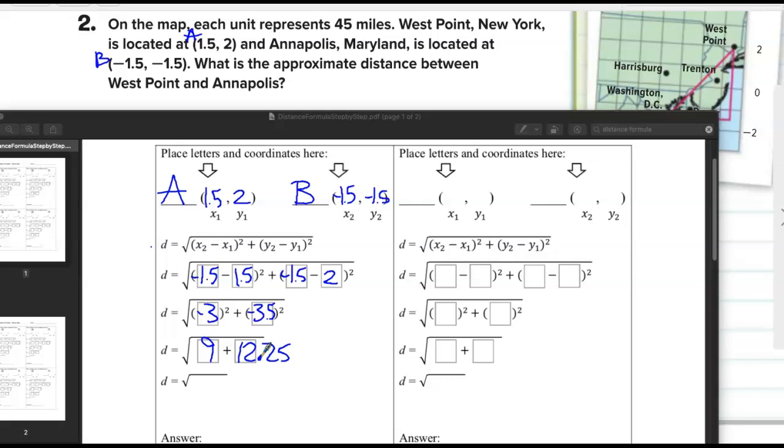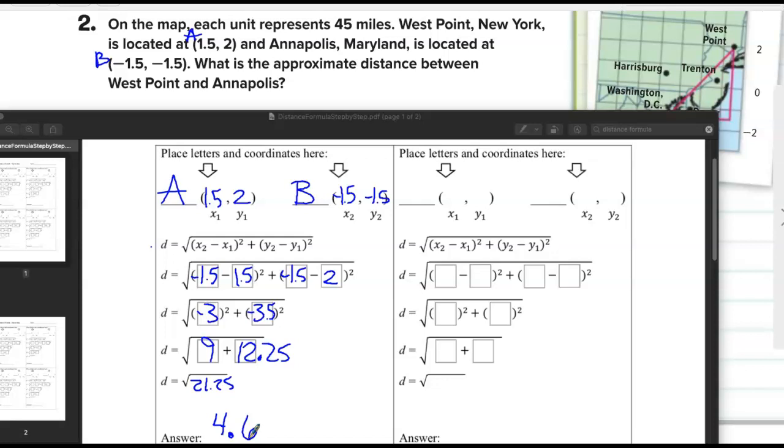So then you have 9 plus 12 and 25 hundredths. What would I do? 21 and 25 hundredths, but we have to take the square root of that. So what is our answer rounded to the nearest tenth? 4.6. Okay. Any questions on the steps on solving the distance formula? We substituted, then we used PEMDAS. Okay? Are we done on this problem?